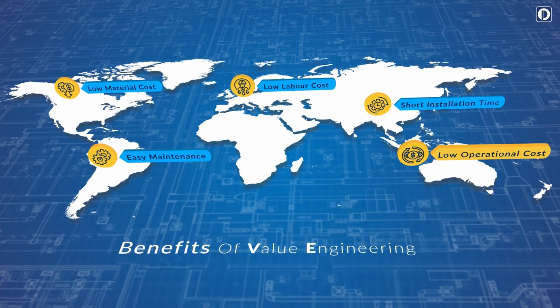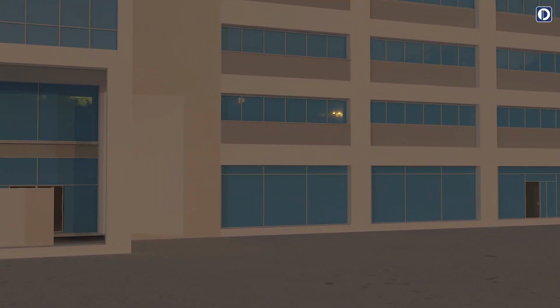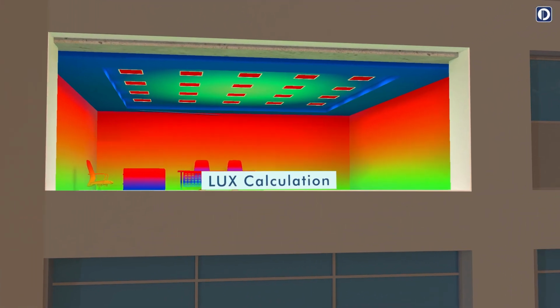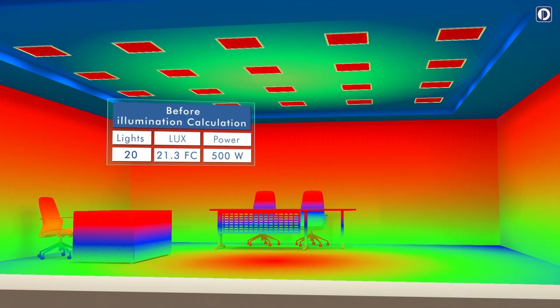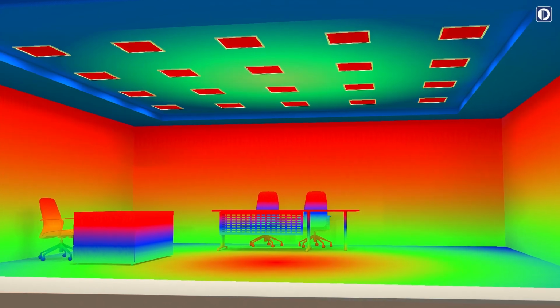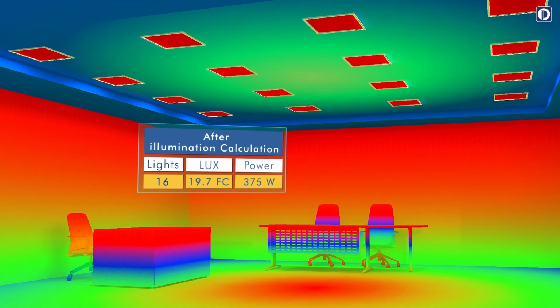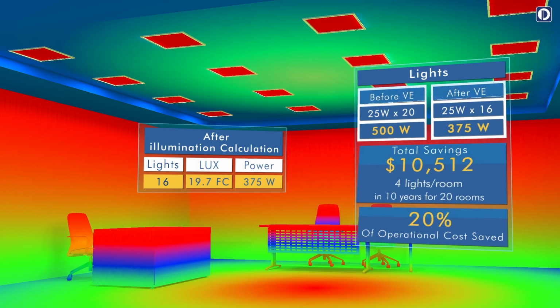Low operational cost. As per the IFC, the room had 20 lights and an average lux of 21.3 foot candle. The average power consumption was 500 watts. The standard lux range for this room is 19 to 28 foot candle. After VE, we reduced the number of lights to 16, with the average lux being 19.7 foot candle, which is within the standard range. Hence, the power consumption reduced to 375 watts.